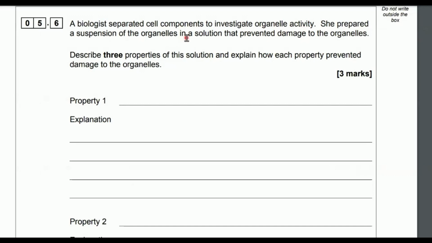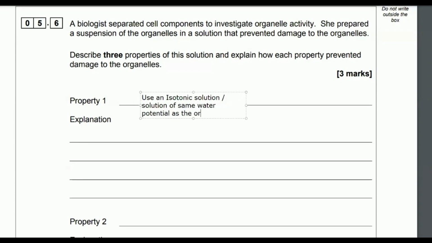We're on to 5.6 here. A biologist separated cell components to investigate organelle activity. She prepared a suspension of organelles in a solution that prevented damage to the organelles. Describe 3 properties of this solution and explain how each property prevented damage to the organelles. And it's worth 3 marks. So what 3 things did she do and how did it prevent the organelles getting damaged?